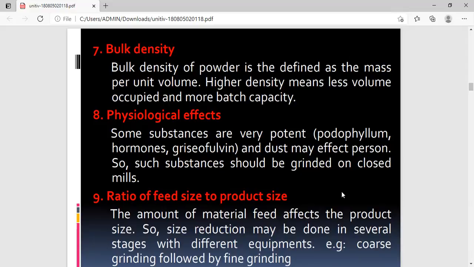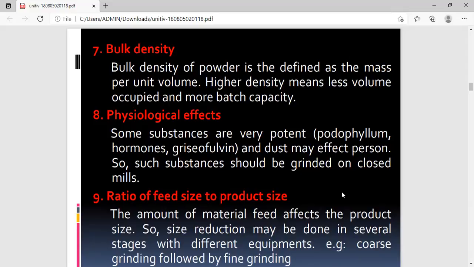atmosphere. Then other important point is ratio of feed size to the product size. The amount of feed affects the product size. So the size reduction may be done in several stages with different equipments. For example, a jaw crusher has a size reduction ratio of 1:7. That means an input size of 1 meter, the output size can be only something like 150 mm. And if 150 mm is input in a secondary crusher, the output size will be somewhere around 25 mm or 12 mm.